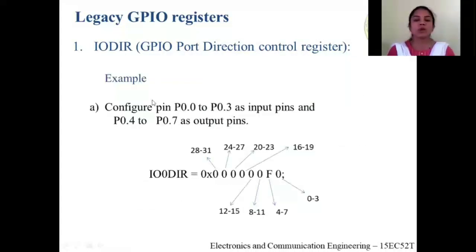Let's look into one example. Here we are going to configure port 0's pins 0 to 3 as input pins and port 0's pins 4 to 7 as output pins. So this is with respect to port 0. Port 0 is a 32-bit port.